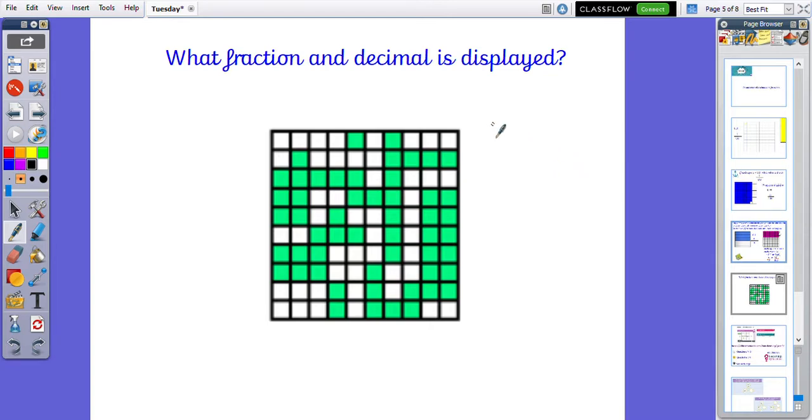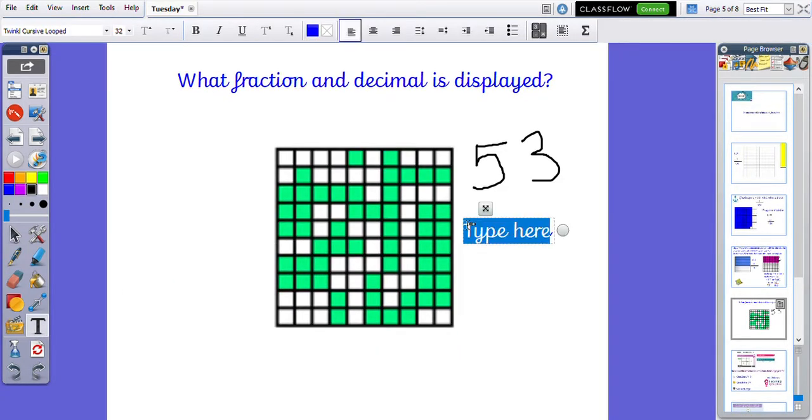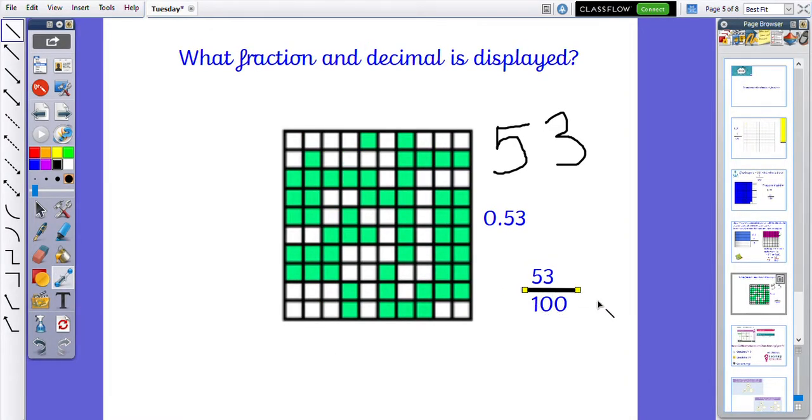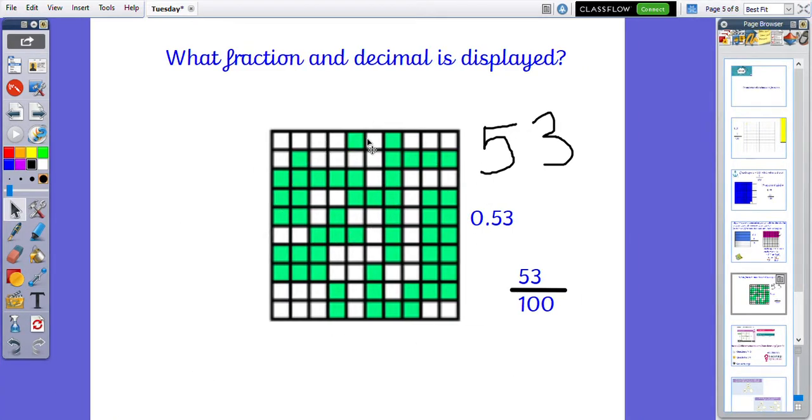Okay, so you should have found out that 53 squares were shaded in, so that would mean that we have 0.53 or 53 over 100. Okay, just like that. So that is what that is representing. It doesn't matter that they're not all next to each other. As long as we know that 53 squares were shaded in all together, we know that will be the answer.